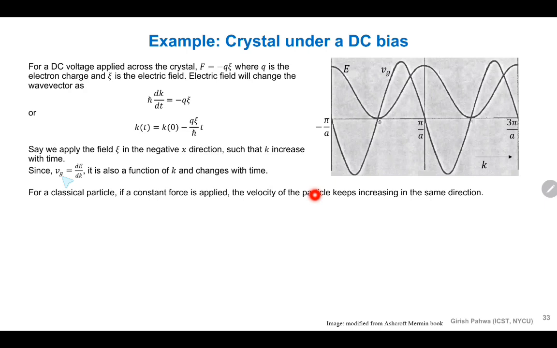Okay, if k changes, then Vg is also going to change, because Vg is proportional to dE/dk, with a 1 over h bar. If my k is changing, my dE/dk will also change. What is dE/dk? If you have a band like this, its derivative is going to look like this. So you have all the positive slopes here, so you have a positive velocity.